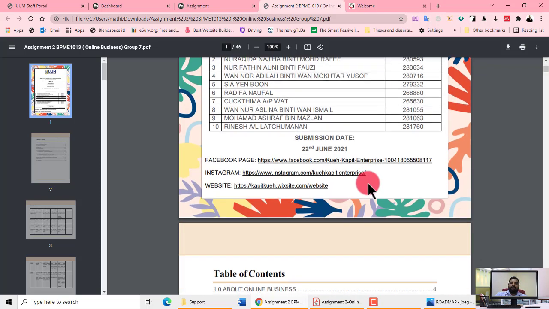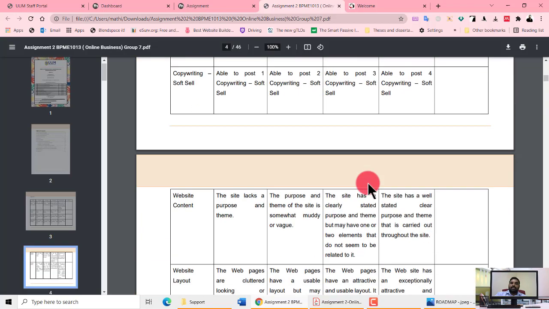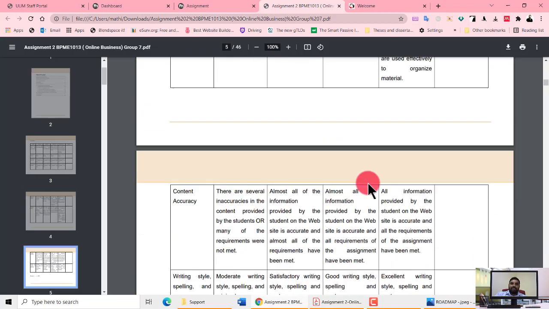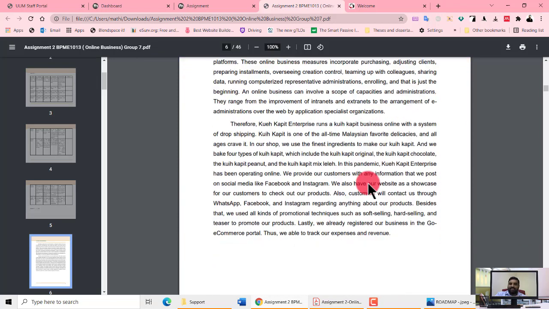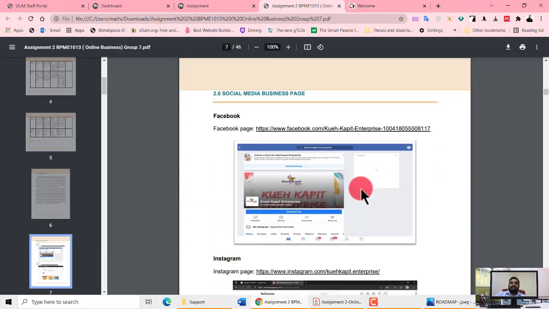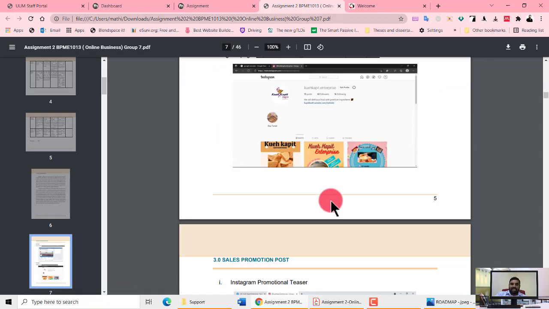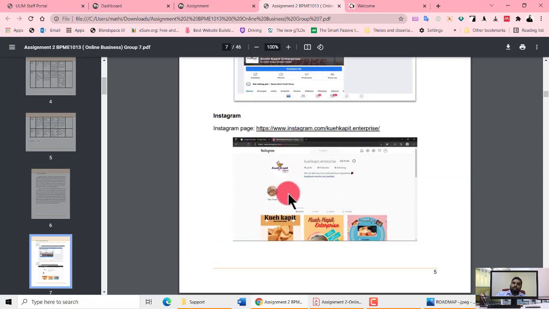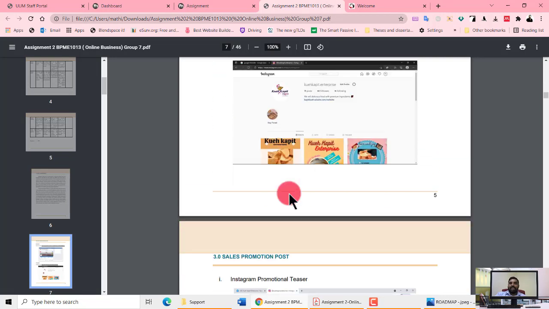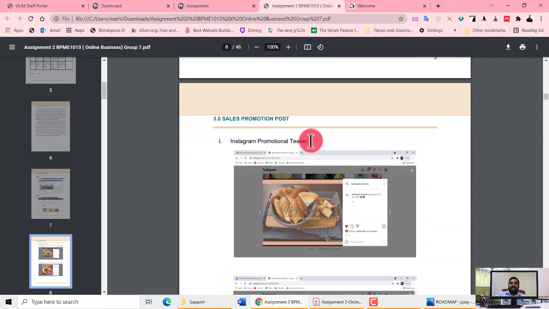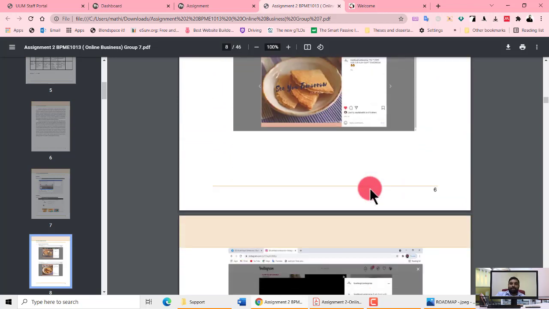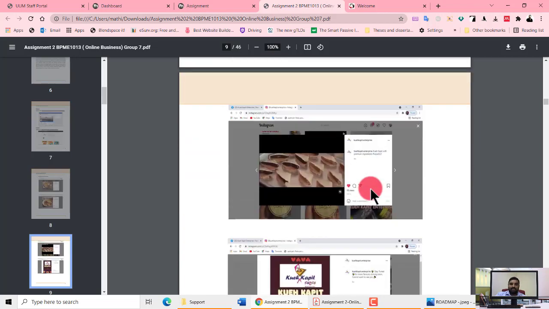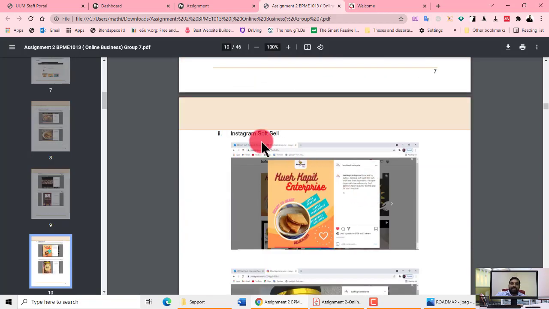The same group. You have to include the rubric. They write a little bit about online business, and they put their social media business pages, Facebook page, Instagram business page. If you want to include Shopee or Lazada, also can, no problem. And they put the teaser. Teaser means they introduce the product before they launch it. Then soft sell.